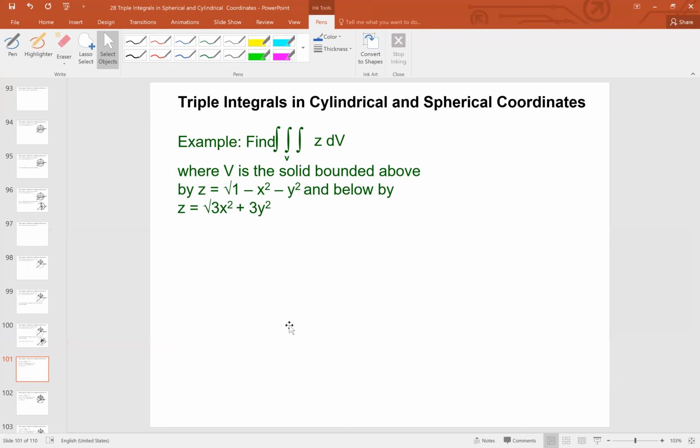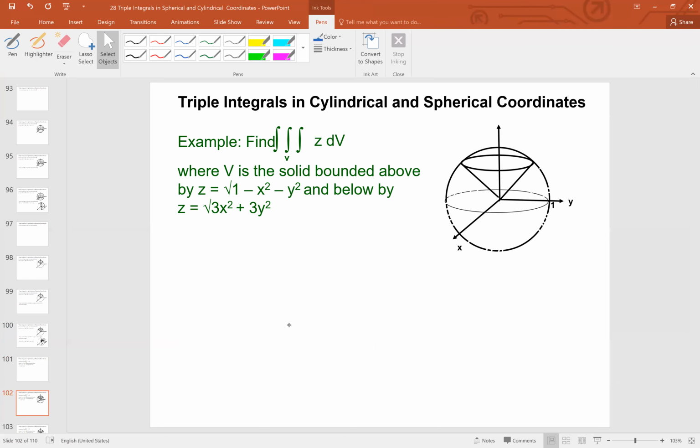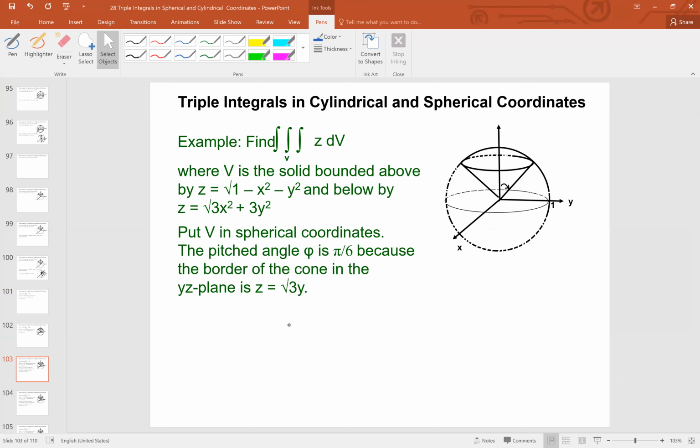Okay, so right now everything is in rectangular coordinates x, y, z. We want to convert everything to spherical coordinates. Again, the sphere is the sphere of radius 1, and below is this quadratic surface, which is cone shaped.